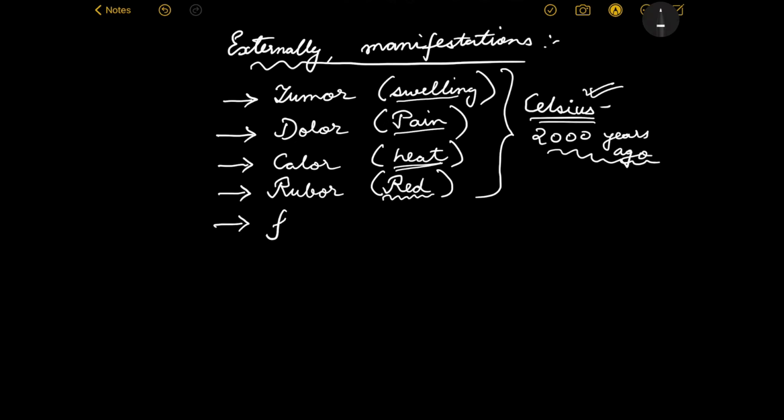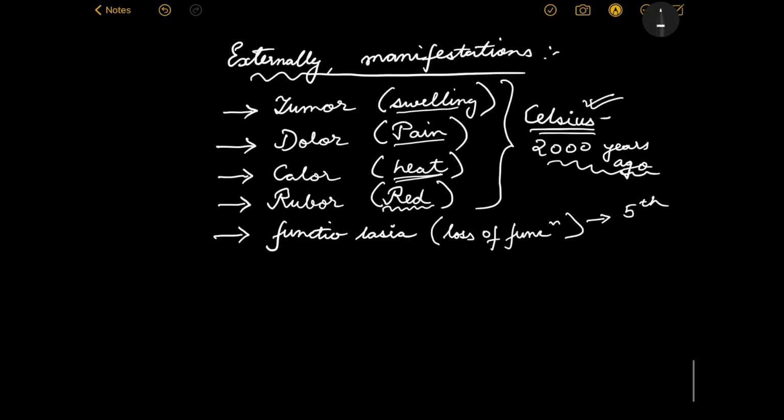This is functio laesa. Functio laesa means loss of function. This was actually given by Rudolf Virchow later, a lot later, and it was later introduced as the fifth cardinal sign. The fifth cardinal sign of inflammation.